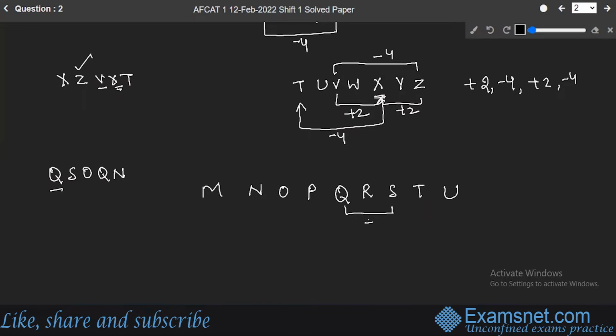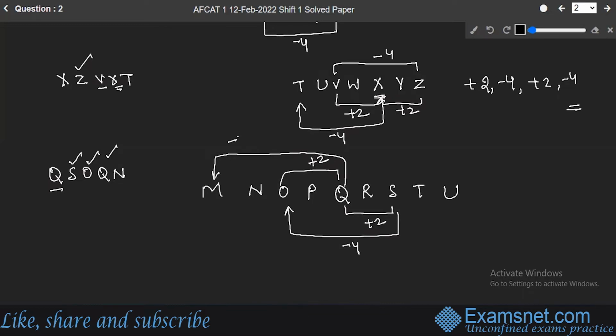Moving 2 steps further, I get an S, which is correct. Then move 4 steps backward, you will get an O. That is again correct. Move 2 steps further, you will get a Q. This one is also correct. So till now we have everything correct. Let's move 4 steps now. According to the rule, you have to move 4 steps backward. If I'm moving 4 steps backward, starting from this Q, it will reach M. But here it is N. It should have been M in order for this to be correct.